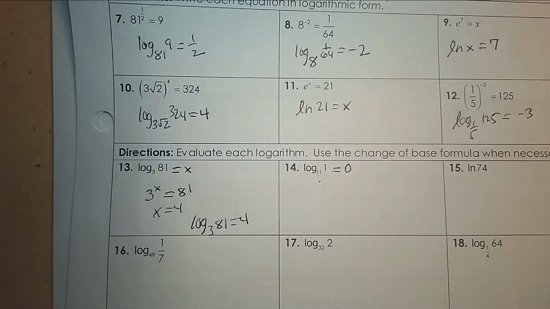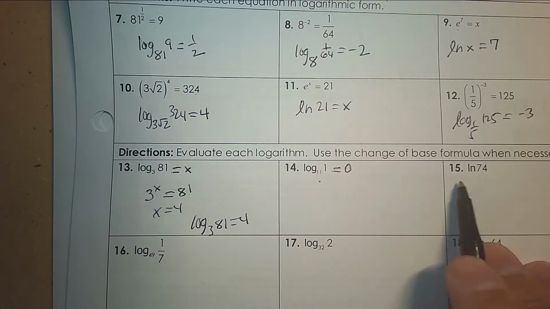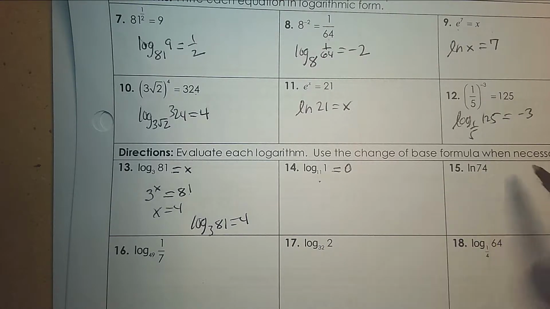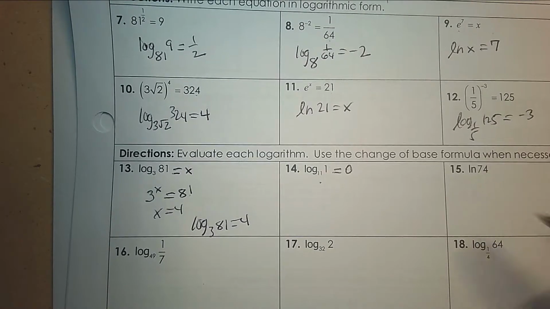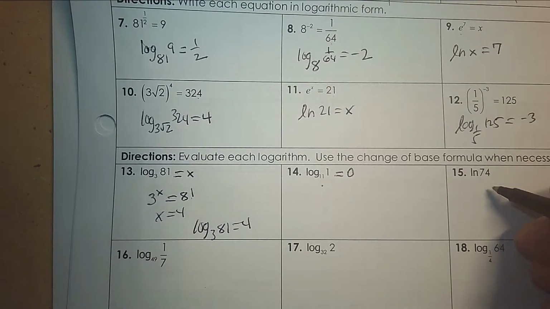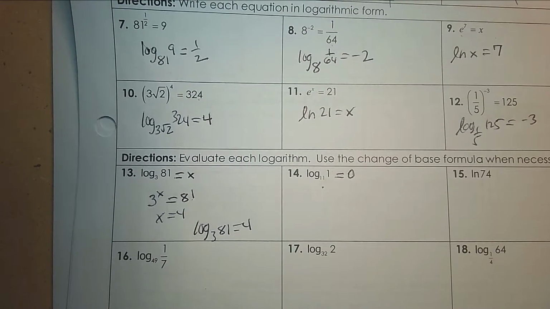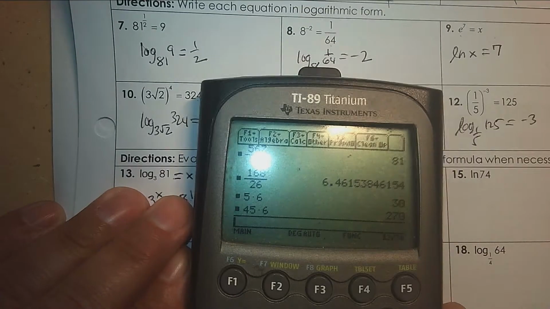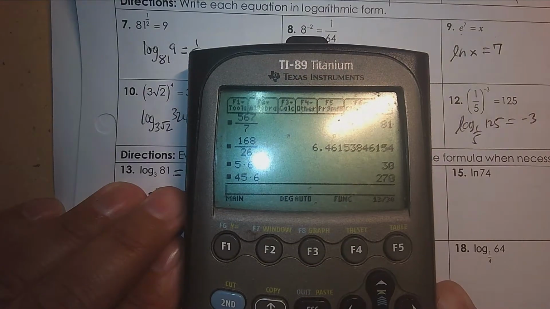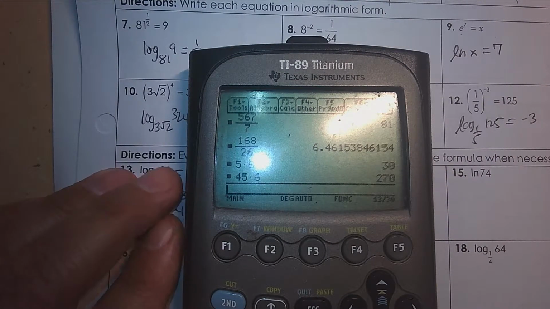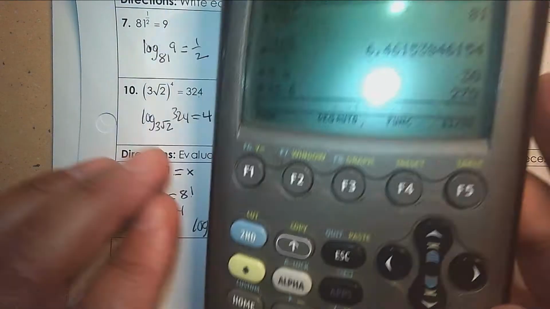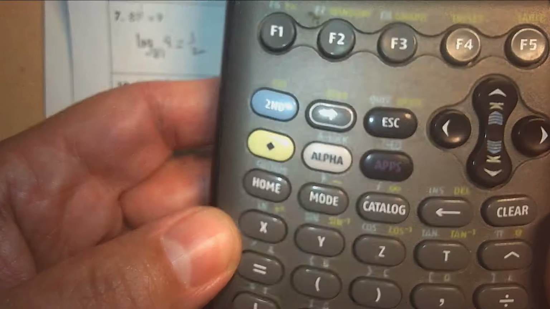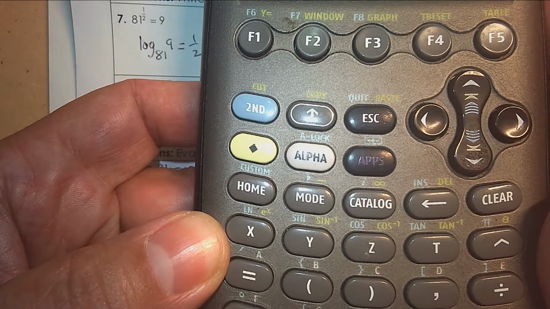Well, this one says use the change of base formula if you need, or if you need a calculator. So for this one, ln 74, the base is e, an irrational number. What answer would give you 74? So I need to use my calculator on this one. If you're using a TI-89 to find ln, it's right above the x. You see that blue ln above the x?